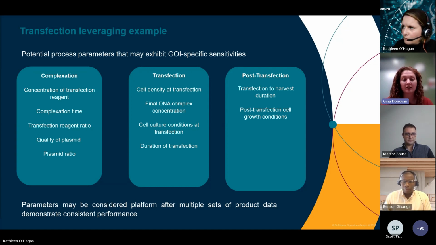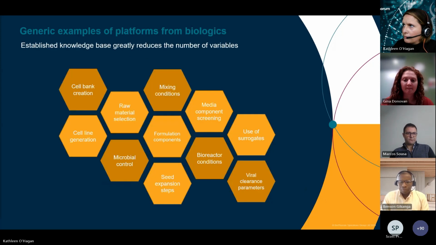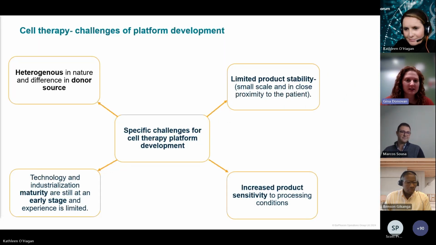And even within these examples, if you're not seeing a difference with different genes of interest, you might consider that platform after multiple sets of product data demonstrate that you have consistent product output. And generic examples to consider for platform capabilities can be taken from other biologics where we have an established knowledge base, which can really greatly reduce the number of variables and promote future success through commercialization. So this is just a nod to some of these potential learnings that could be carried through into the CGT programs. And with that, I will hand it over to Marcos to go through some of the cell therapy considerations.